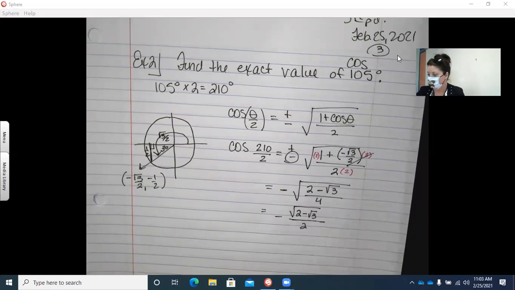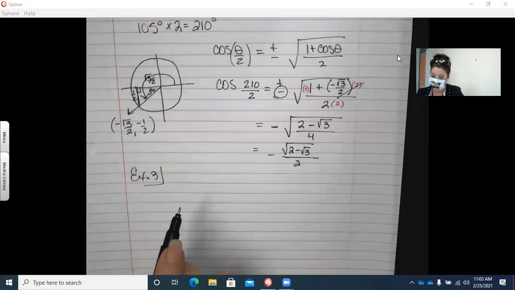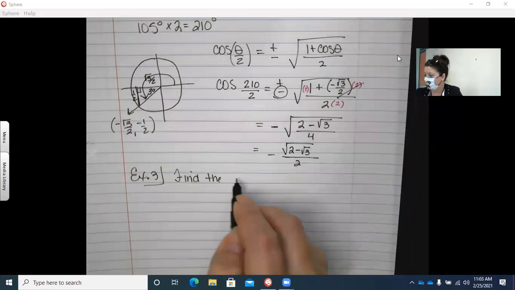Example 3. We do need to do a tangent one because we have 3 different half angle formulas for tangent. The good news is you can pick whichever one you want to. They're all the same. They're just in different forms. So you don't have to determine which one you should use. You can use whichever one you want. So let's find the exact value of tangent at 75 degrees.